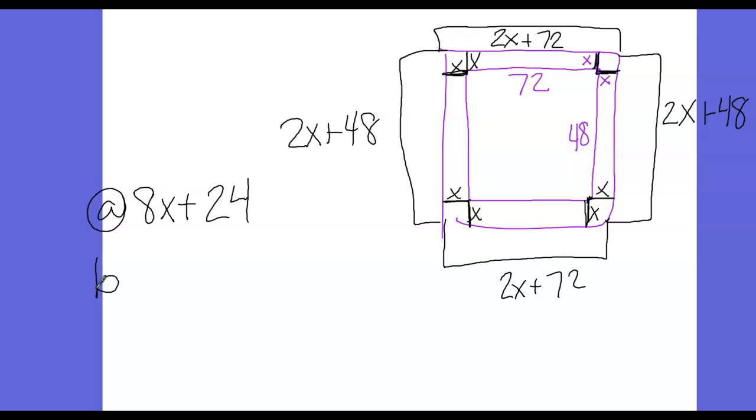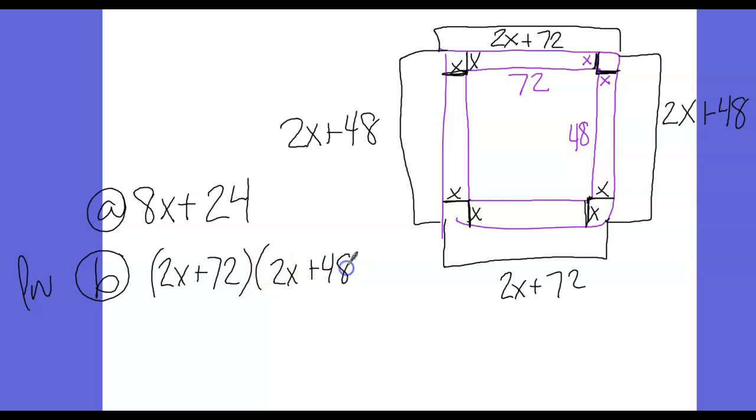B, you are to find the area. How do you find the area of a rectangle? Multiply what? Length times width. What is the length of the blanket? 2X plus 72. Dalton, what is the width? The width is 2X plus 48. So if I'm multiplying, what do I do with these? Times them. Distribute, right? Yeah.